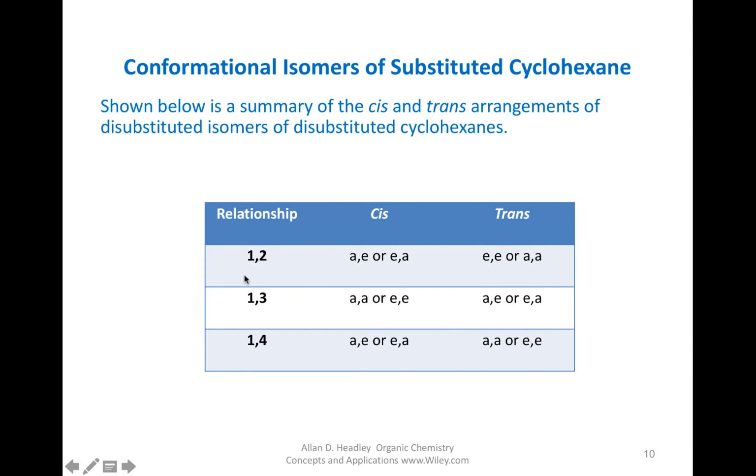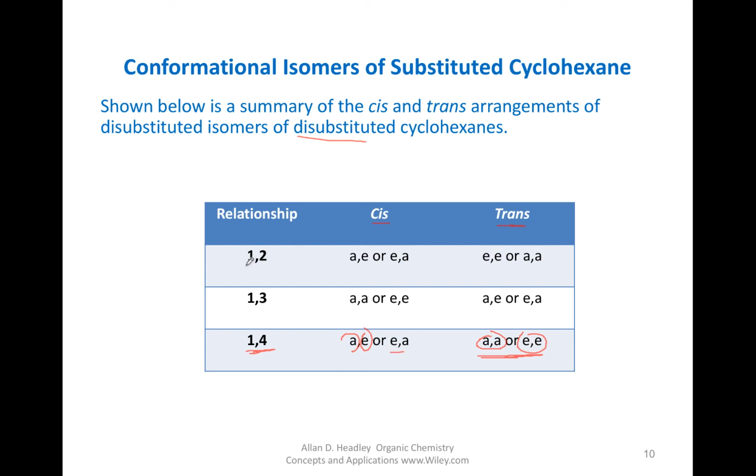So here's a summary. What we have done so far is a 1,4 substituted cyclohexane. Let's start over here. We say that it's trans if the two groups, notice this is disubstituted, if the two groups are in the axial position, it's a trans. If the two groups are in the equatorial position, it's a trans. If one group is in the axial position and the other one is in the equatorial position, it's a cis. Same here.